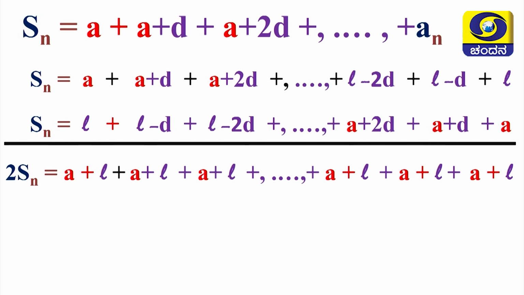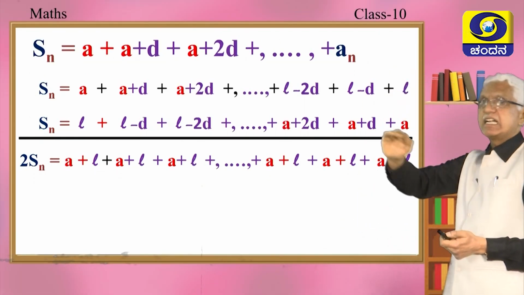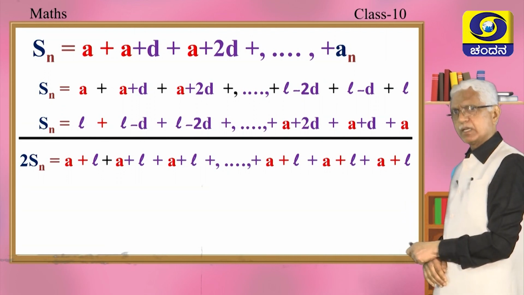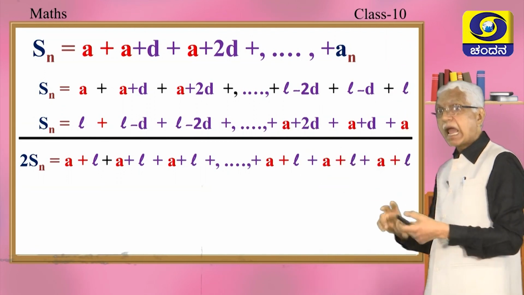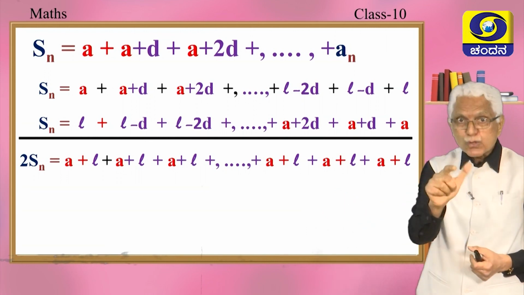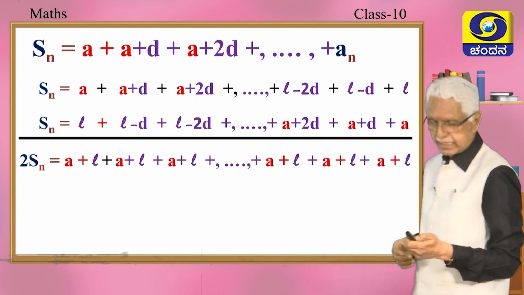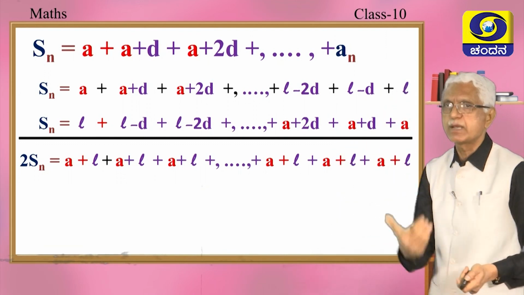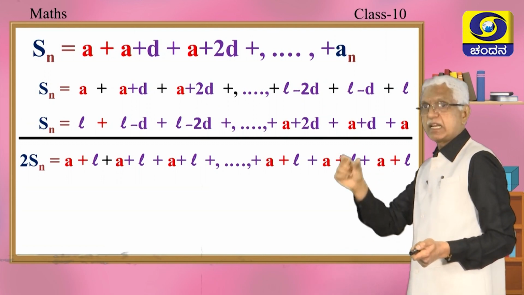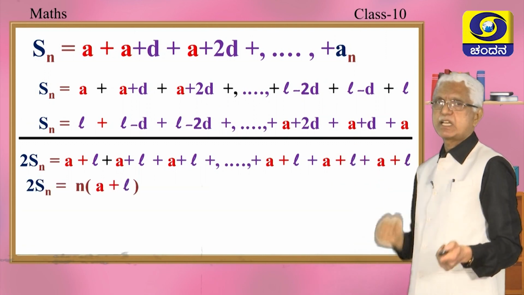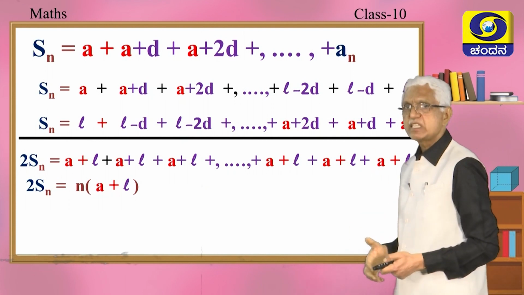Can someone tell me what is going to happen when you add the third and the third term? A plus 2D, L minus 2D, when you add, what happens? Plus 2D minus 2D gets cancelled, you get A plus L. And it continues. Go to the last terms, my dear boys. What is the last term? L. What is the last term? A. And A plus L. My God, 2Sn is nothing but A plus L plus A plus L plus A plus L plus A plus L. Correct? That's wonderful. See how beautifully we were able to identify that A plus L is repeated.